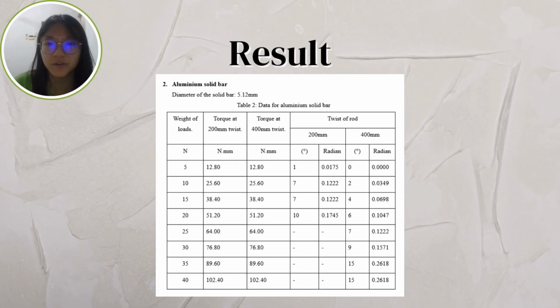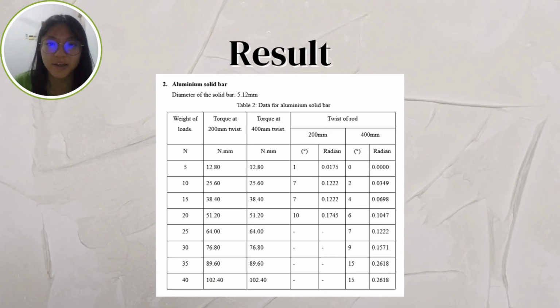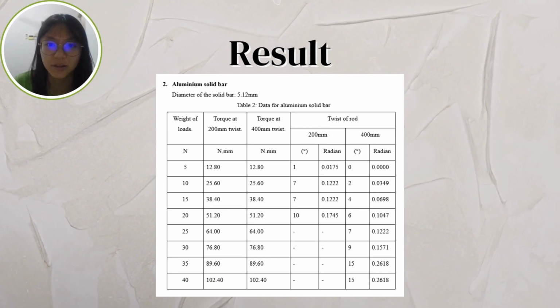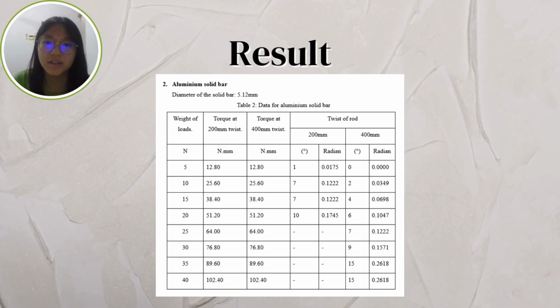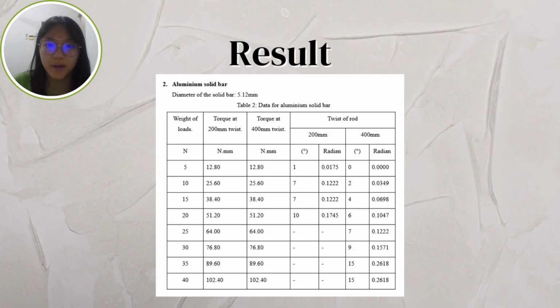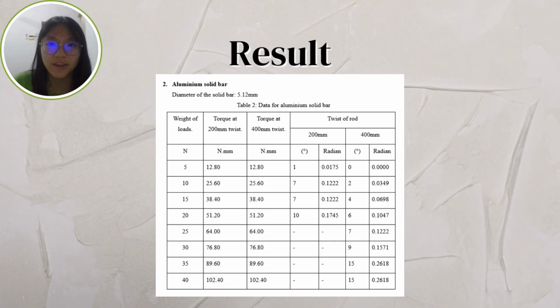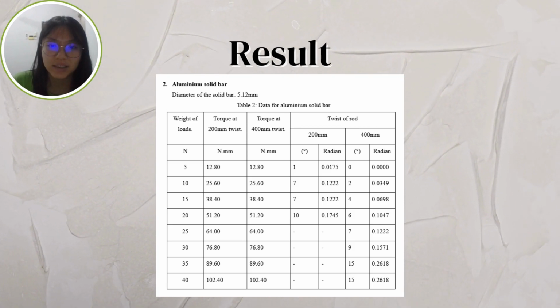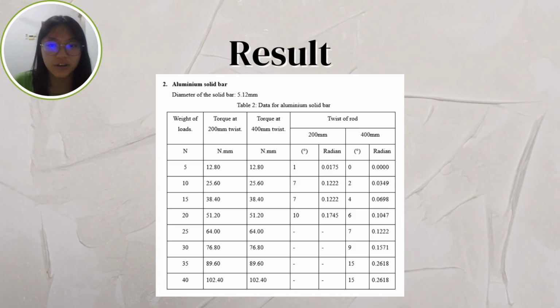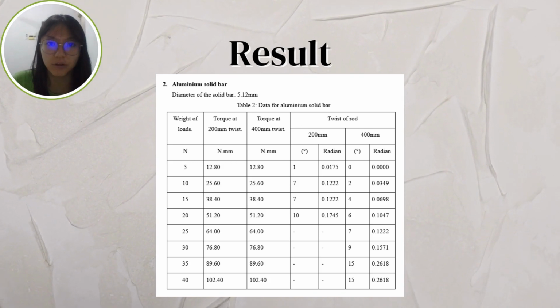Table 2 below shows the data for the aluminium solid bar. The diameter of the solid bar is 5.12 mm. As you can see, the load increment is the same as the previous one, but the difference is that for this solid bar, when the load is 25 Newton, at 200 mm the twist is overload, so we can't record anything after the 25 Newton load.